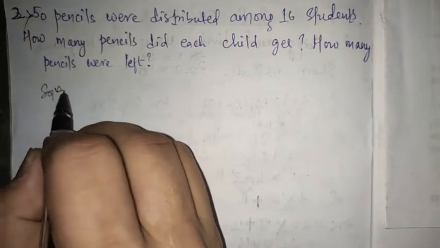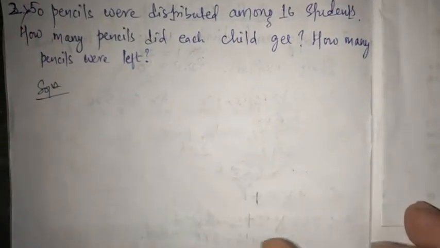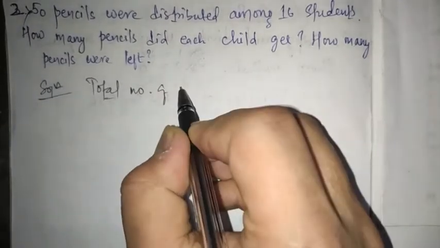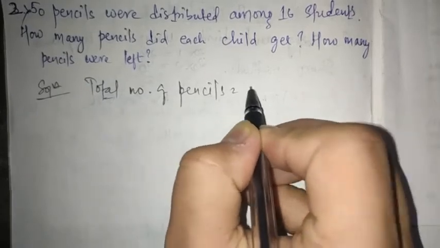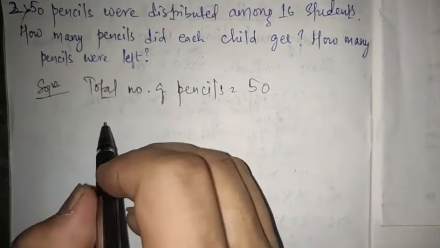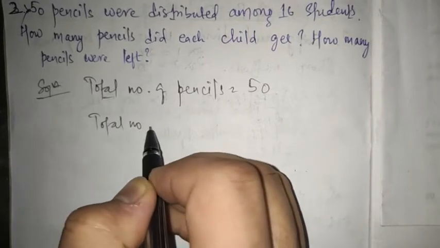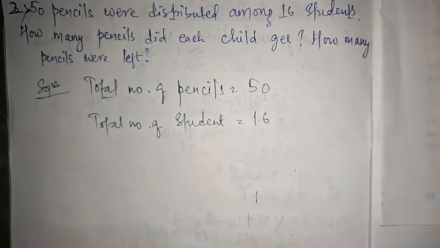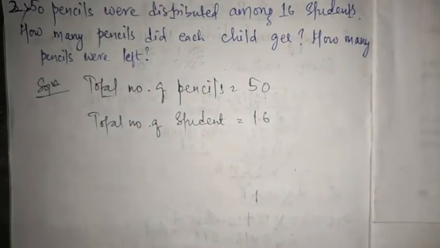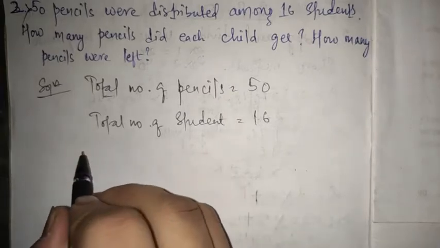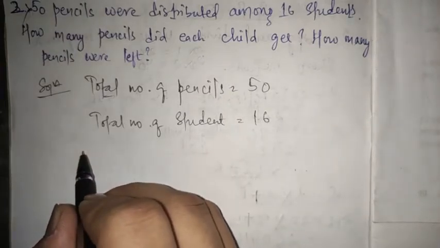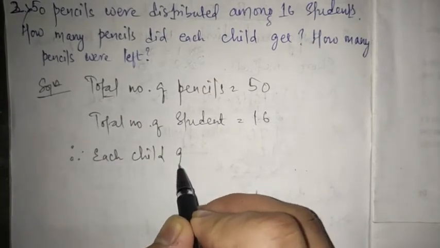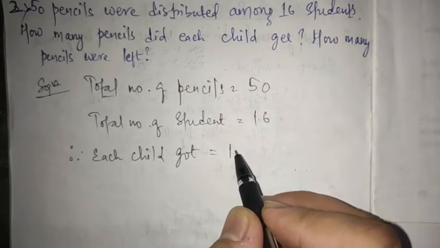So first of all, the statement is important. All right, so you'll write total number of pencils. What is the total number of pencils? That is 50, right? So what is the total number of students? Total number of students is 16, right? So what are we going to write? How many pencils did each child get? Therefore, each child got is equal to 50 divided by 16.